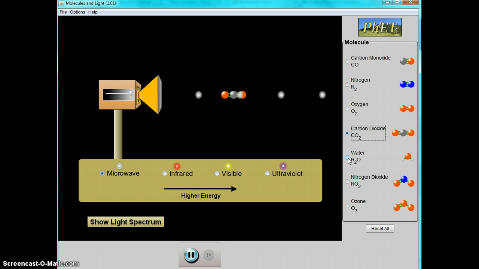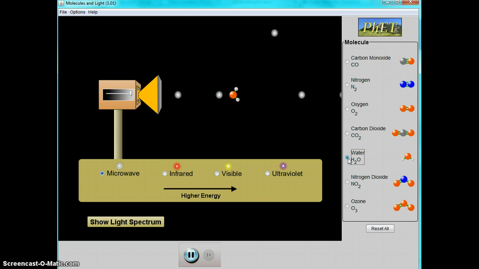And water, which is H2O. Most of it is absorbed and re-emitted, and it repositions the water molecule. What is important to realize about this is your common conventional microwave is basically used in this way.